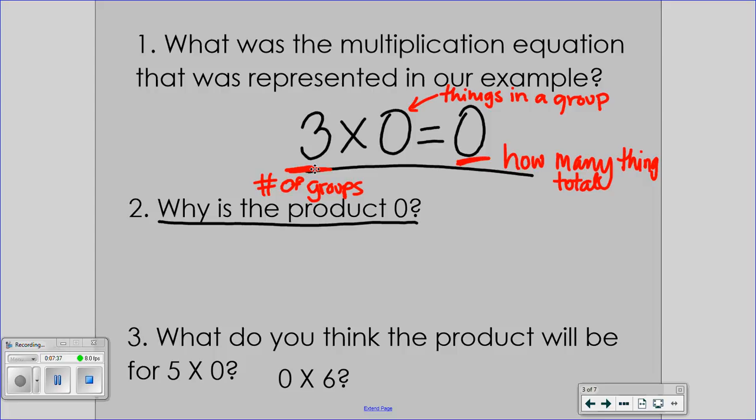If I make my 0 group right here of 5 kids, how many kids do I have here? 0. Table 0, table 1, table 2, table 3, table 4. I still have nothing. I still have nothing. Grace?